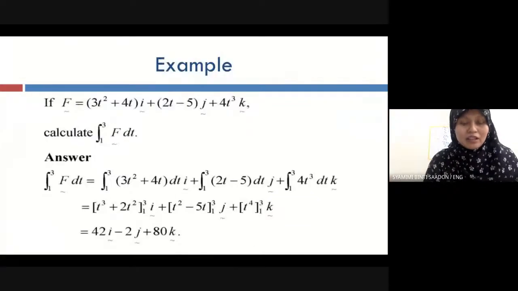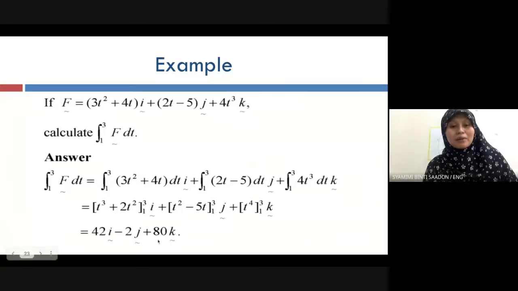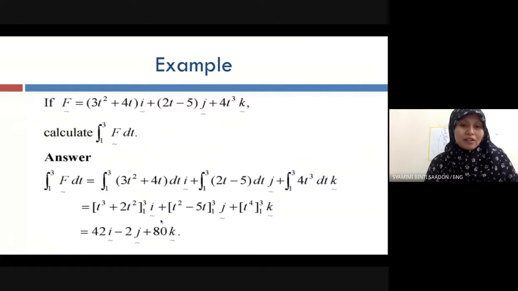So for example here, if we have a vector f, how to calculate the integral of vector f from 1 until 3? We have to integrate separately the i, j, and k components. So the answer is 42i minus 2j plus 80k after substituting the range between 1 until 3.